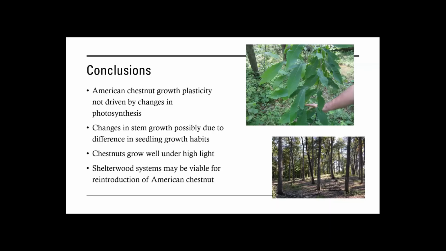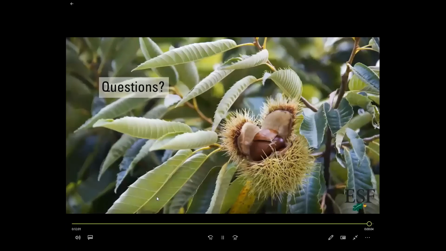However, what we can take from this study is that chestnut grows well under high light environments, and the results show that shelterwood systems may be a viable method for reintroduction of American chestnut back into portions of its native range. And with that, we will now be taking any questions you may have.